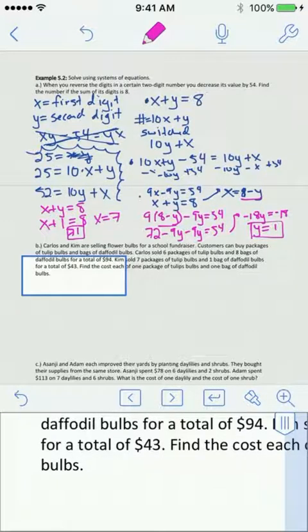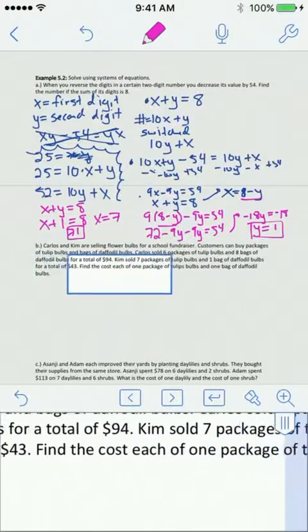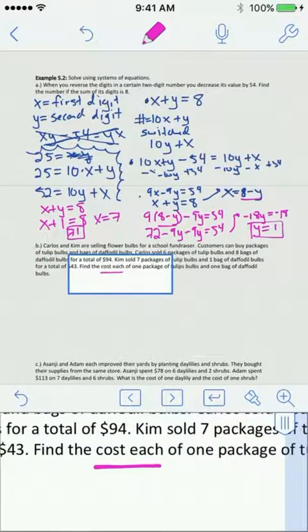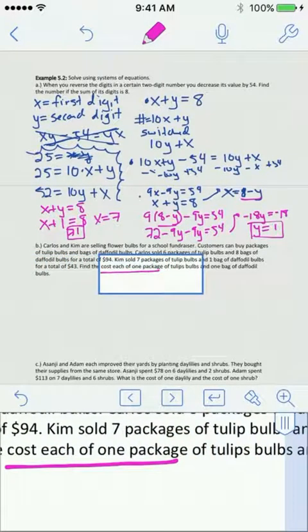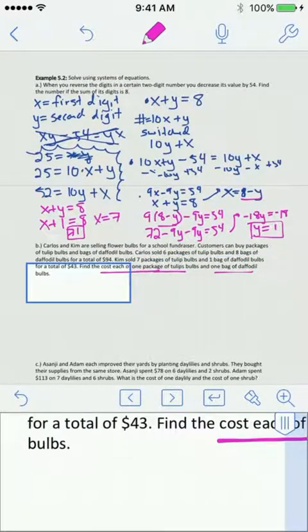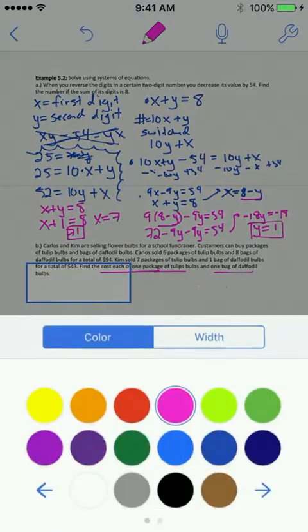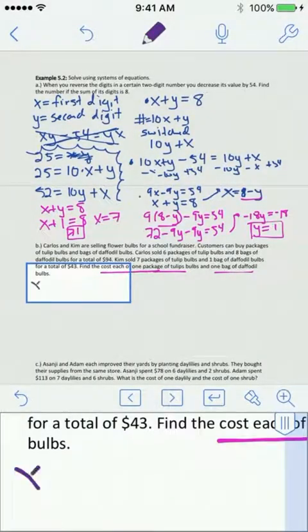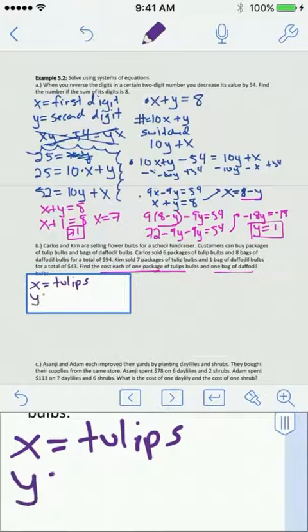My apologies. Okay. So they talk about, right in the question, find the cost of each one of the packages. So each one of the tulips and each one of the daffodils. And that tells us what to define our variables as, right? So x is equal to the tulips. y is equal to the daffodils.